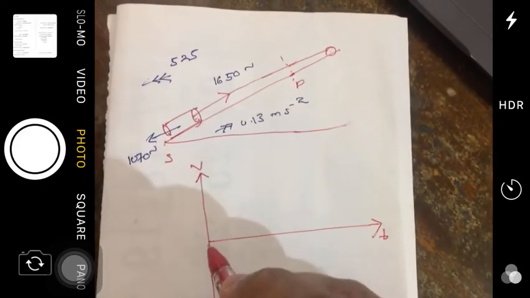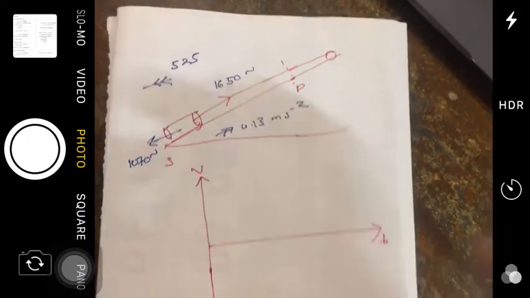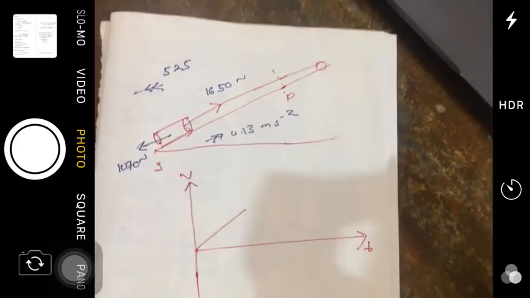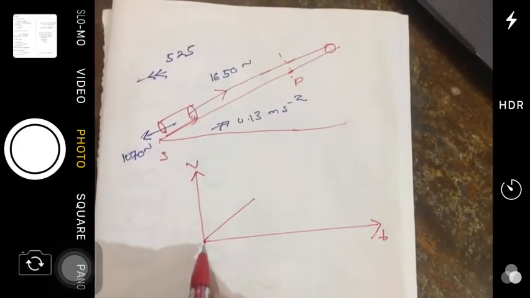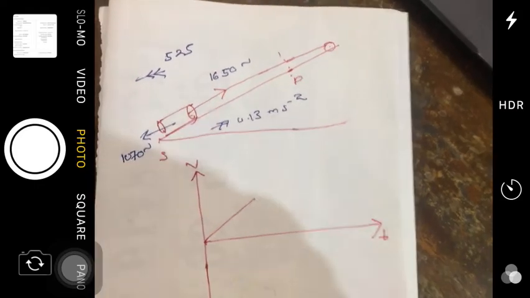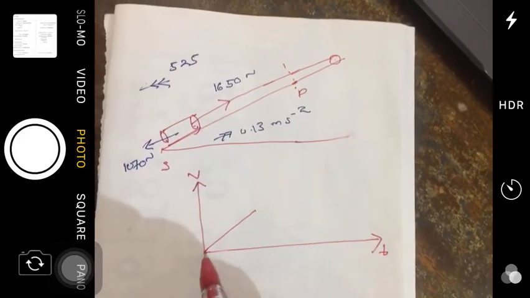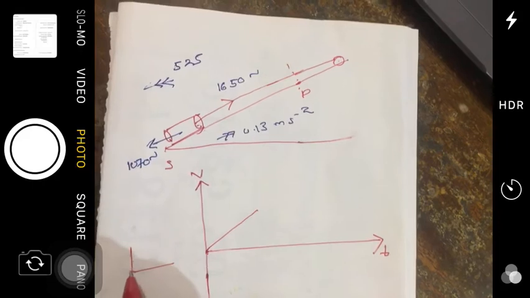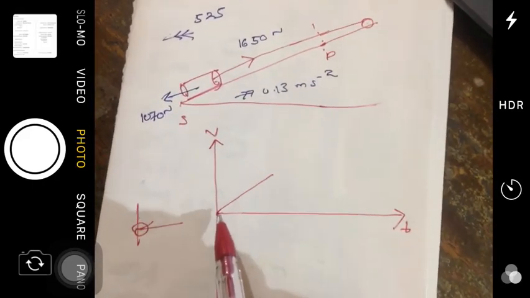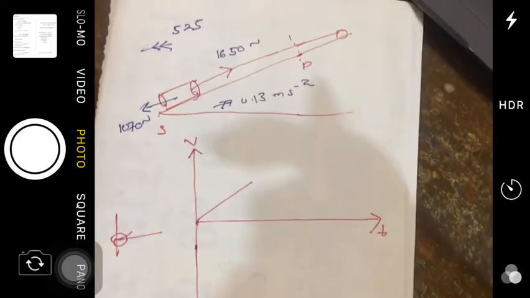It is going to be a constant acceleration of 0.13, so a straight line through origin. Remember at this point it will have a gradient, because when we start the time at S, it has an acceleration 0.13, so the graph will not start with zero gradient at the beginning. It will have a gradient right from the very beginning. Then the cable snaps at P.